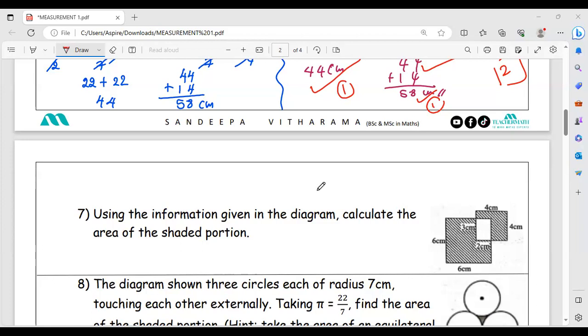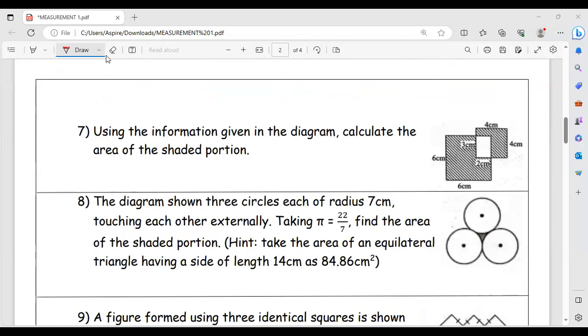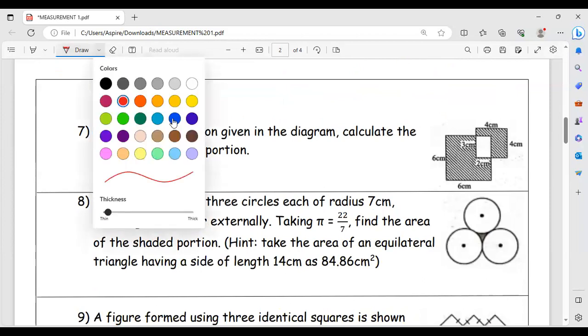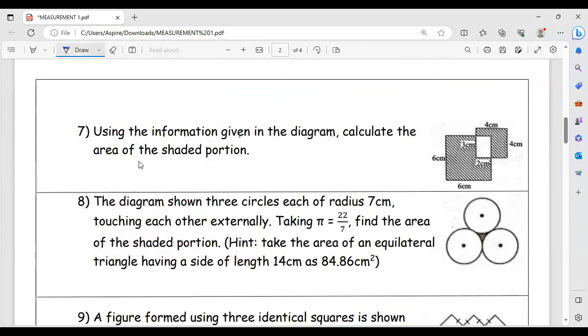Okay. In the 7th question, using information given in the diagram, calculate the area of the shaded portion. How do we find the area of the shaded portion? Can any of you explain this one? Yes, Krishminda, can you? Let's get the areas of two squares, add them and subtract the area of the unshaded part.